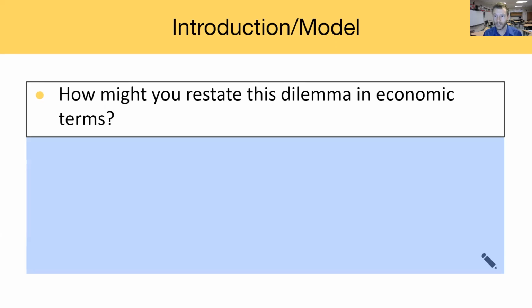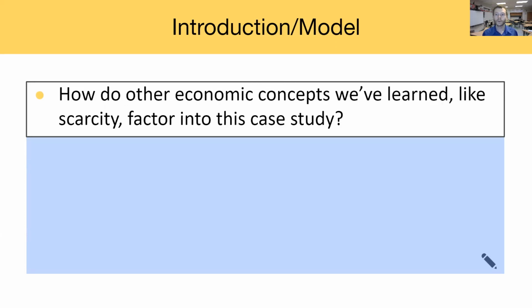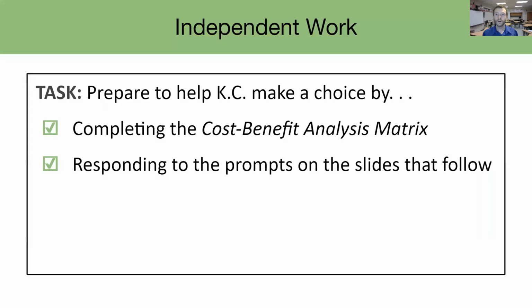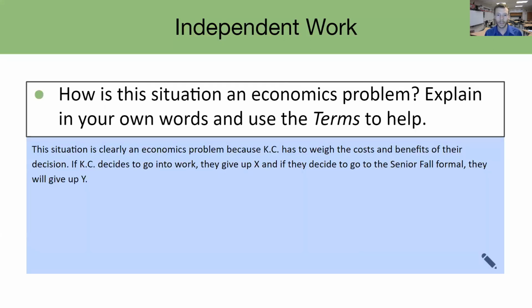How might you restate this dilemma in economic terms? Again, considering scarcity, opportunity cost, and trade-offs. So in your independent work, this is based on the cost-benefit analysis matrix that we looked at in part 1 and is also included in day 6 of unit 1 in economics. We want to think about these prompts on the slides to think through what the situation is. So how is the situation an economics problem?